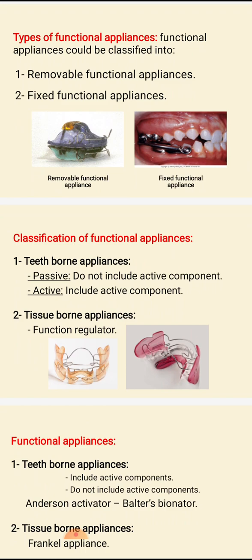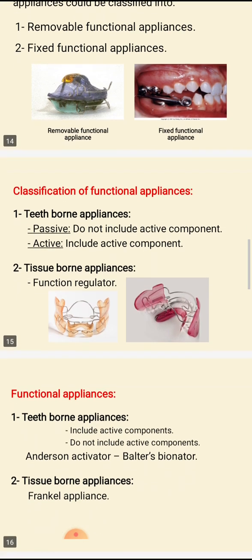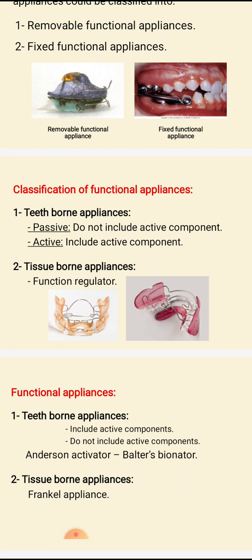Teeth-borne appliances could be passive or active. Passive appliances are appliances that do not include active components, like what we said in the introduction, in the definition of the functional appliances. We said they are a group of orthodontic appliances that do not include active components. However, they can include some active components like a spring or a screw, and in this case it is called an active functional appliance or active tooth-borne appliance.